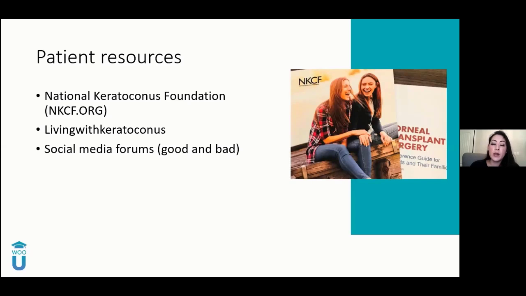Living with Keratoconus is another great resource. There's a great blog on there, talks about different conditions, different treatment options, and gets some expert point of view. So that's kind of cool.